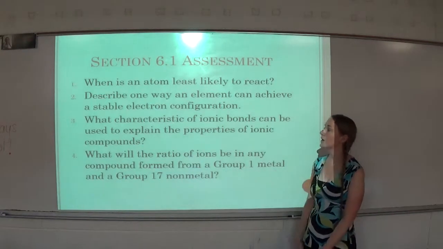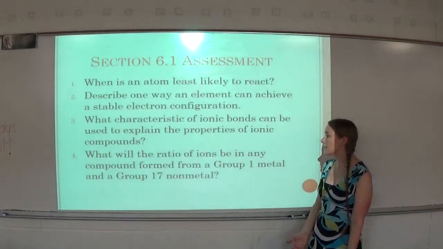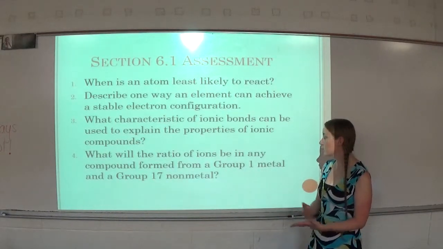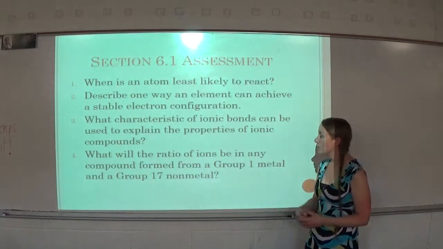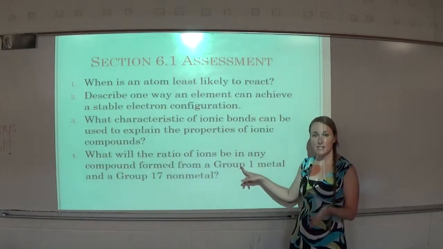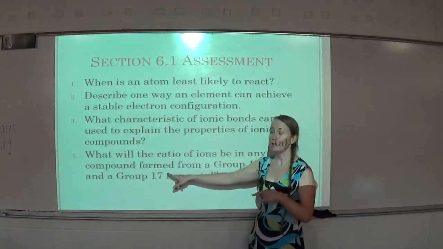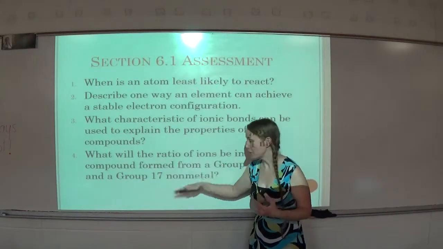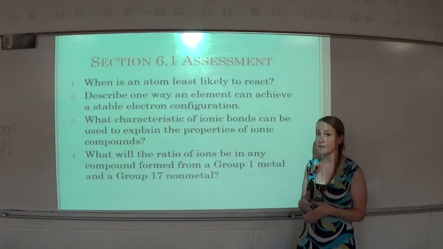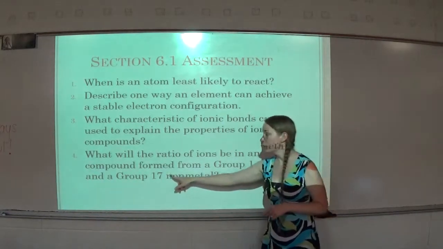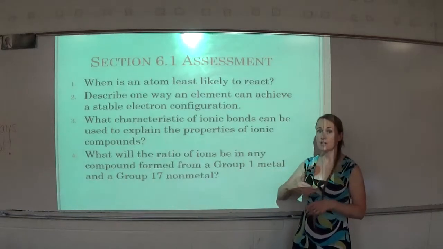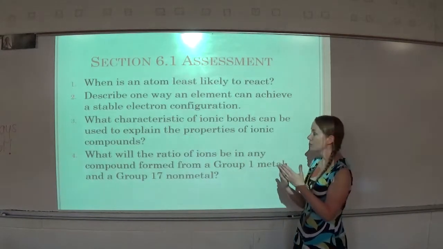Number 4, what will the ratio of ions be in any compound formed from a group 1 metal and a group 17 nonmetal? Well, group 1 forms a positive 1 charge. And if you look back, because I know you probably don't have it memorized yet, group 17 forms a negative 1 charge. That means group 1 needs to lose 1 electron. Group 17 needs to gain 1 electron. So it would form a 1-to-1 ratio.